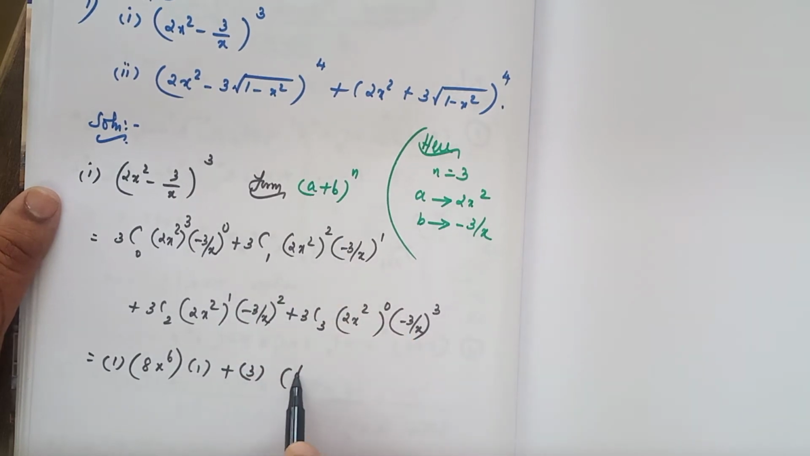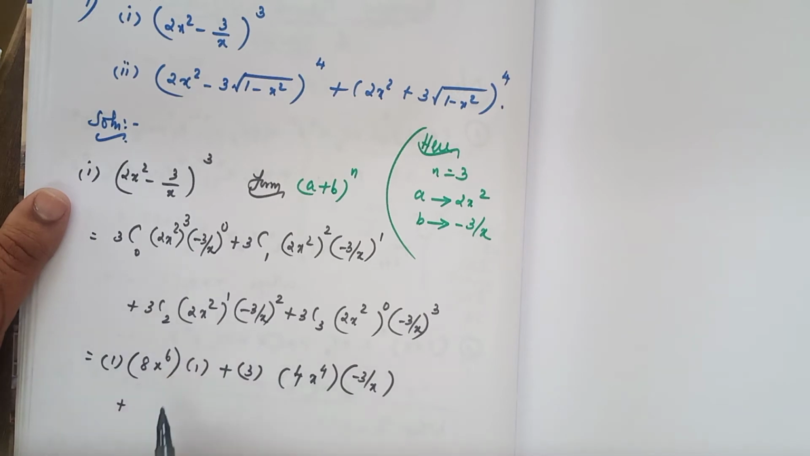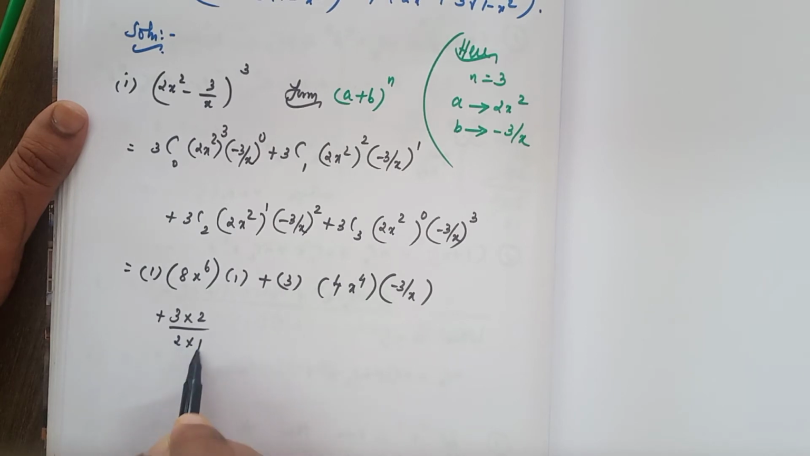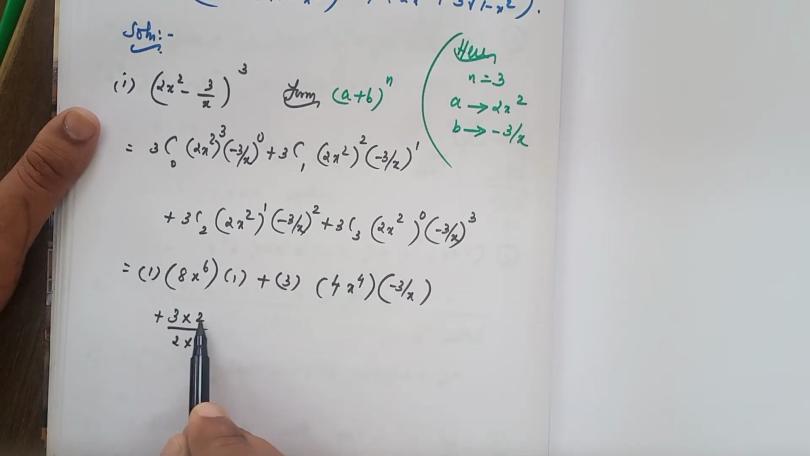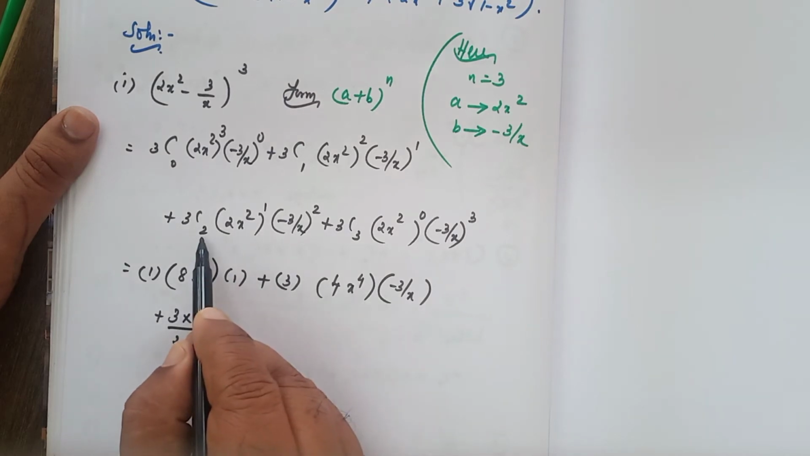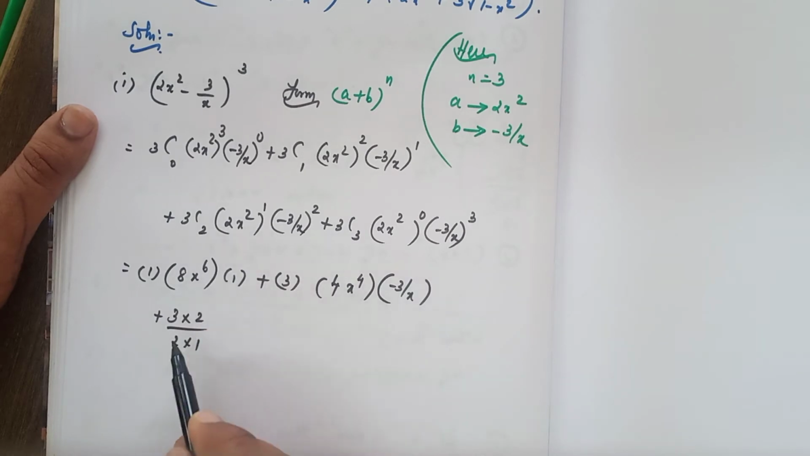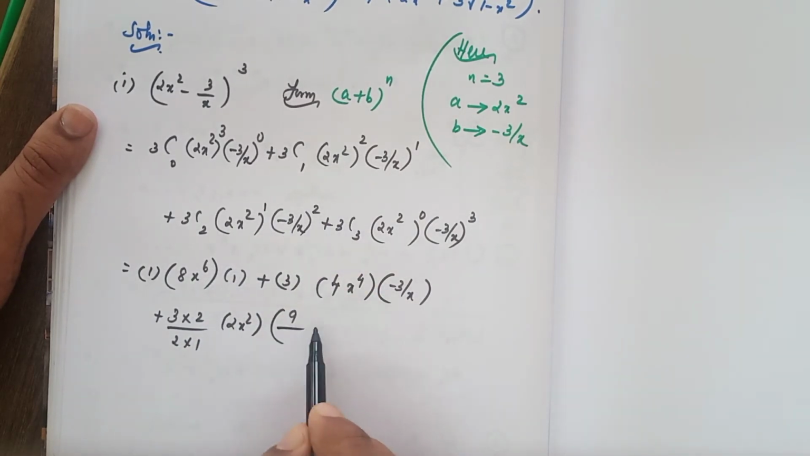Then 2 squared is 4, x power 2 the whole squared is x power 4, into minus 3 by x, plus 3C2. We can write a shortcut: 3 into 2 divided by 2 into 1. What is the number here? 2. If it is 2, it starts with 3 and keeps on reducing by 1, but only 2 numbers in the numerator, because we have 2. Suppose it was 3 here, then 3 numbers in the numerator. Here we have 2, so 2 factorial in the denominator. Now 2x squared, write as it is, into minus 3 the whole squared is 9, and x power 2 is x squared.